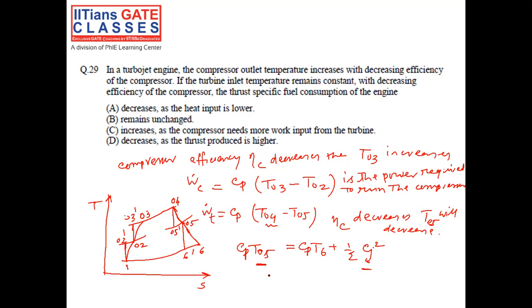And as the specific fuel consumption... so Cj will decrease, which implies that thrust will reduce.